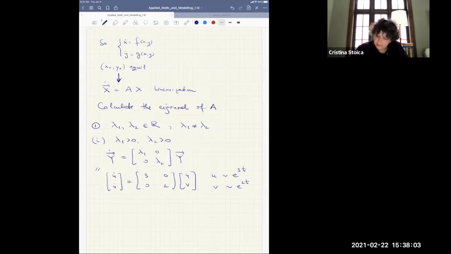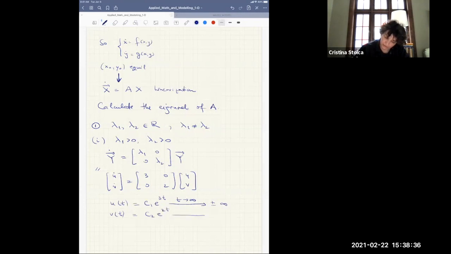Well, this means that these guys are going to infinity, right? As t is going to infinity, right? Okay. So U of t is, actually, we know what it is, right? It's C1 e^(3t). So as t is going to infinity, this guy will go to plus or minus infinity, right? And V of t is C2 e^(2t). So as t is going to infinity, this is going to plus or minus infinity.